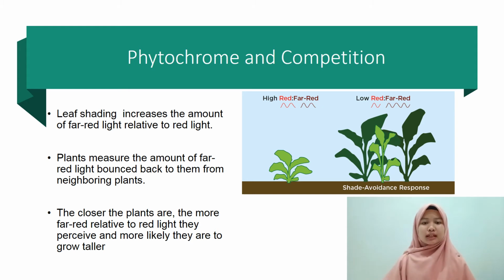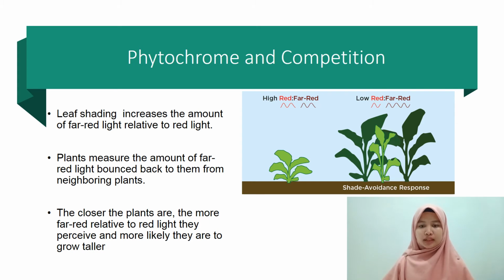First, leaf shading increases the amount of far red light relative to red light. Leaf shading happens when plants are planted next to each other and the leaves overlap. Secondly, the plants measure the amount of far red light bounced back to them from neighboring plants. The closer the plants are, the more far red relative to red light they perceive and the more likely they are to grow taller.